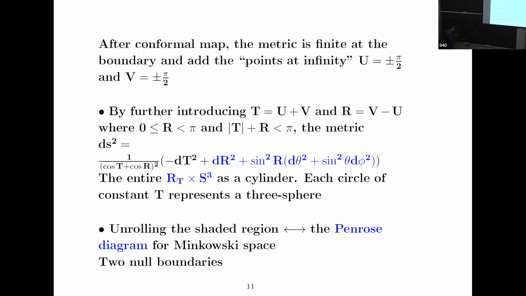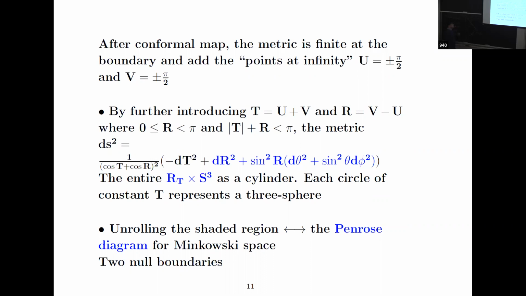Furthermore, we can introduce capital T and capital R given by this linear combination of big U and big V. Then we arrive at this metric, and here you can see this dR squared plus sine squared R, and we have the two-sphere. So basically this is a metric for the three-sphere.